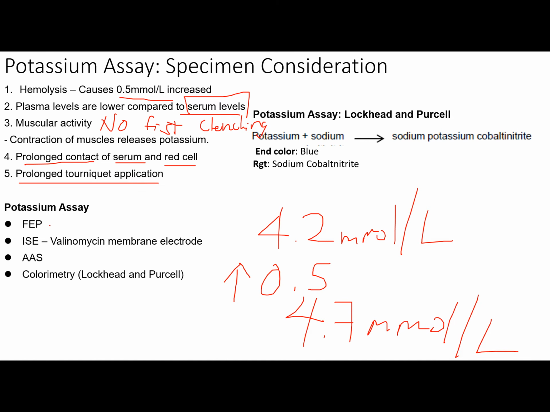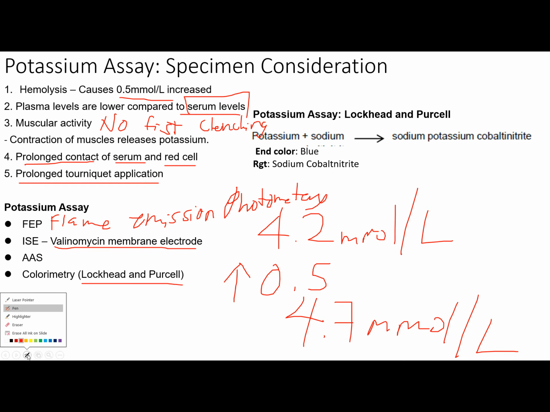So here are the different potassium assays. We have your FEP, flame emission photometry. Then we also have your valinomycin. So if for sodium, ISE uses a glass electrode, here for potassium, it uses a valinomycin membrane electrode. Then we have your AAS and the colorimetric method, Lockhead and Purcell.